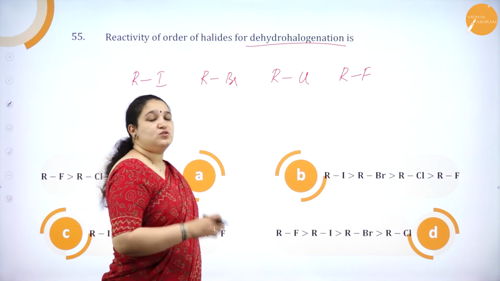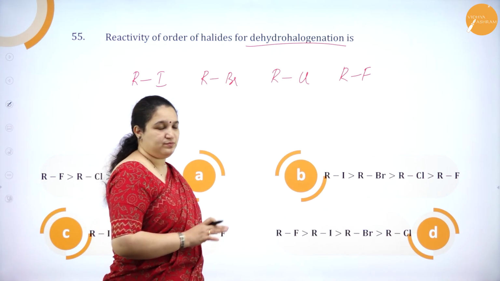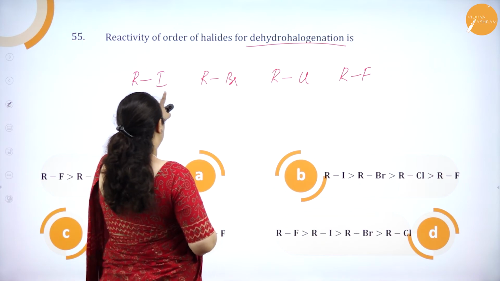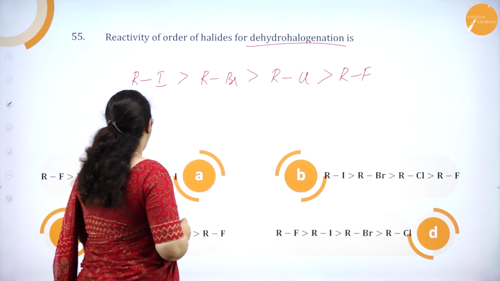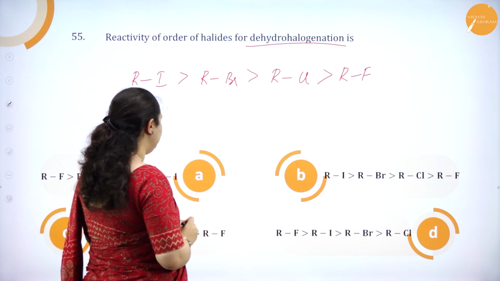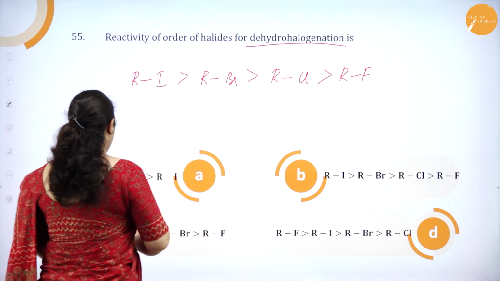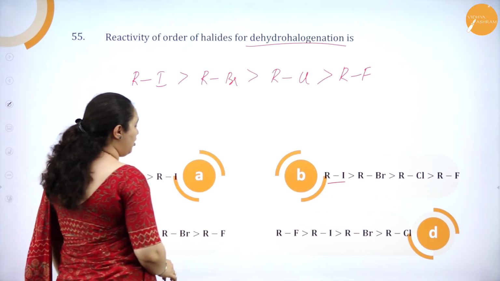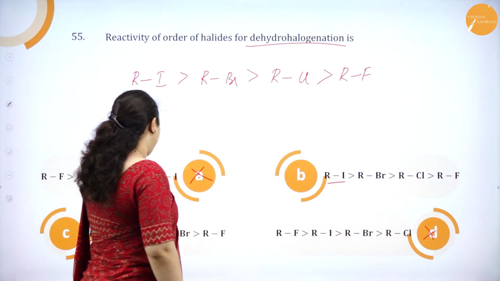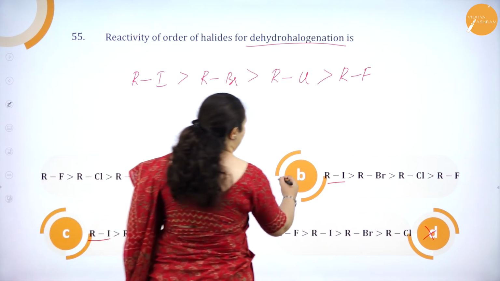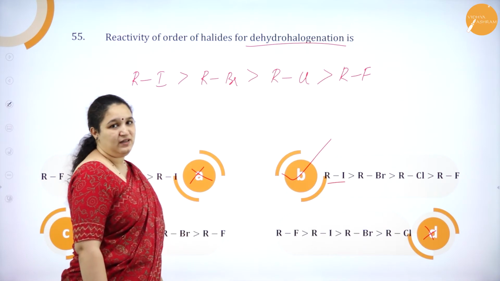So the longer the bond length, the more easily it will undergo dehydrohalogenation. Here we have bigger atom, bond length is bigger, so it will be in this order. We have to search for the correct option. RI first, so it can be only B or C because RI is present first. Rest all it is RF and RF, so option A and D are completely wrong. Second, we'll see RCl is there, RBr is there. So obviously option B should be correct, RCl and RF. So option B is the correct answer.